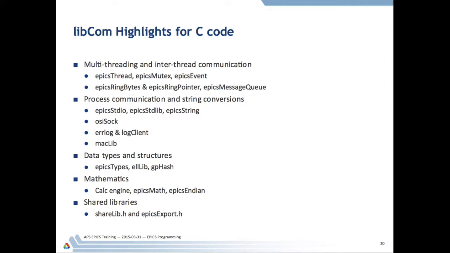I'll talk a little bit about error logging and the log client, and the macro library. Actually, the macro library has been moved up earlier, but anyway, we talk about the macro library. There's some things in there for helping with data types and data structures, so what the standard EPICS types are, and linked list libraries and hash tables and so on. We have stuff to deal with mathematics, the calc engine, which is used in several applications outside of BASE, and math stuff, and if you need endian tests for your CPU. And then I'll finish off by talking about shared libraries and how to use EPICS export and share lib properly.